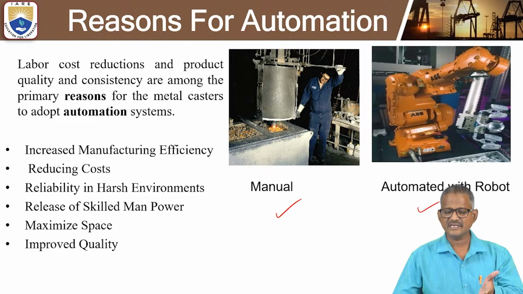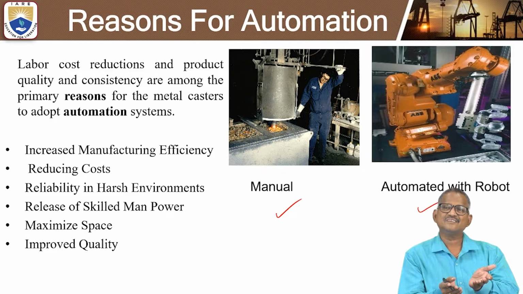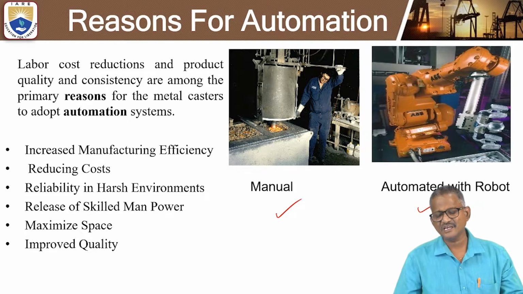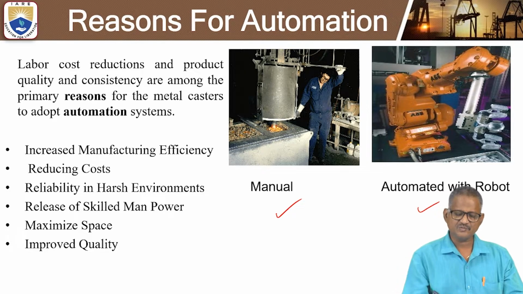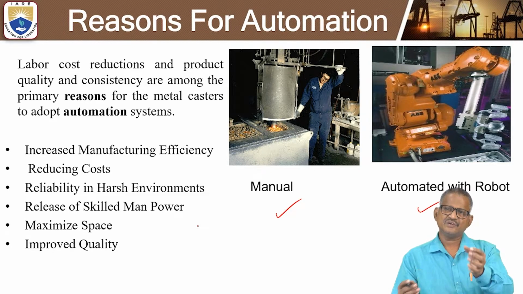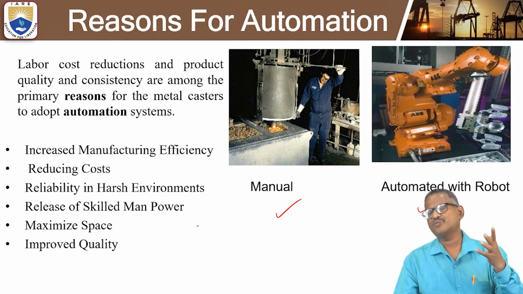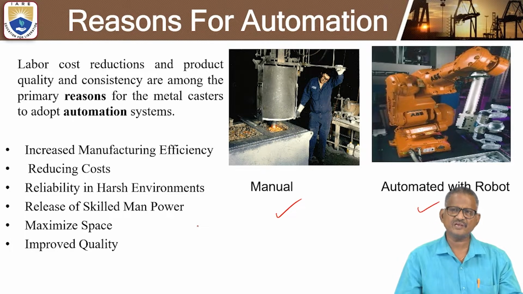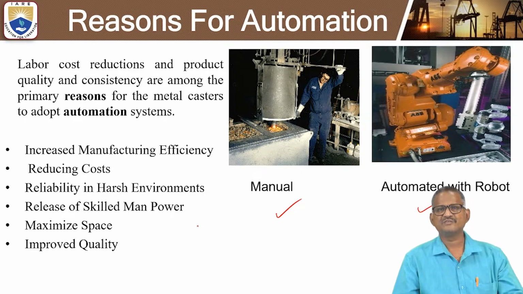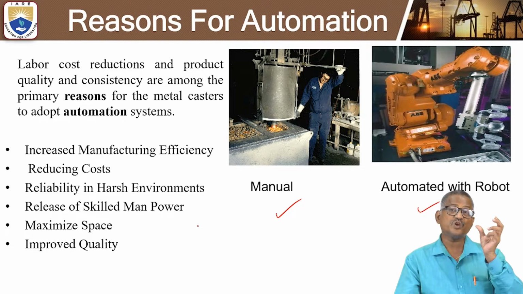For example, you can see how they pour the molten metal manually. There can be damage because the molten metal is at a very, very high temperature, approximately more than 1400 to 1500 degrees centigrade. In this red hot condition, if even one drop of that metal falls on the body, it may be very dangerous for the human being. That is the reason they change the molten metal pouring to automated with the robot. They use the robot for all this pouring of the molten metal, and obviously they can improve the product quality.